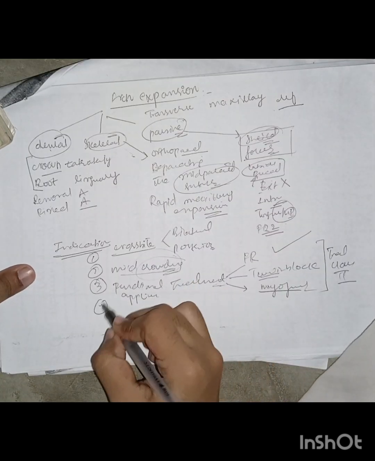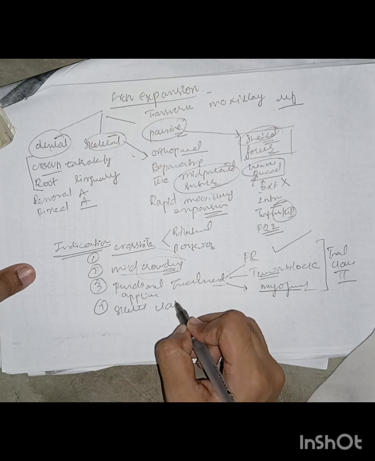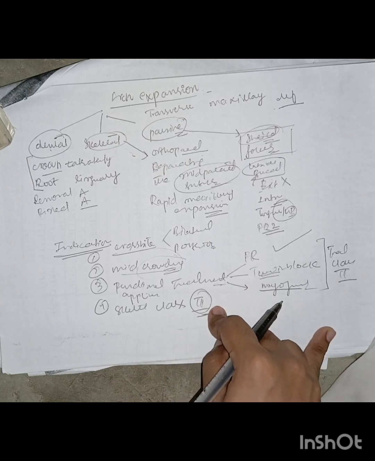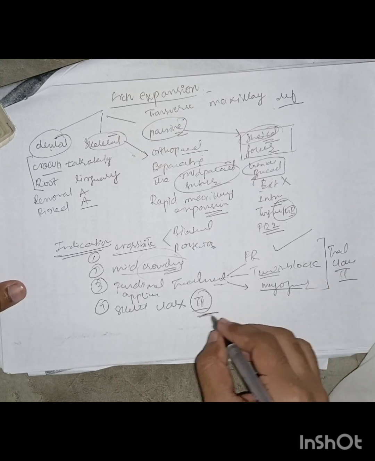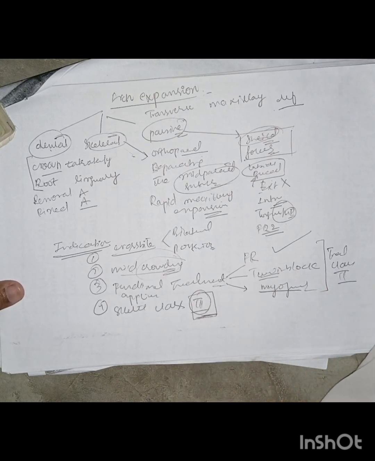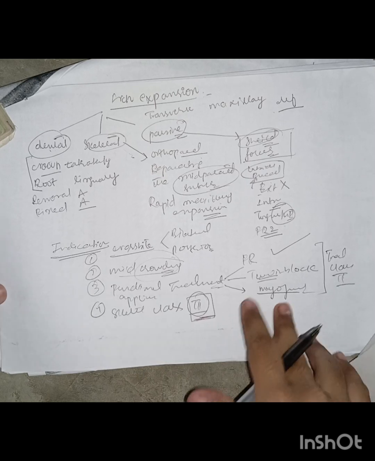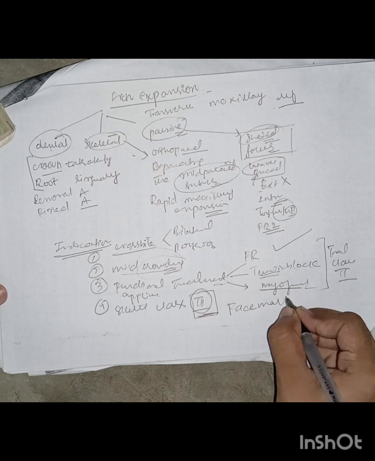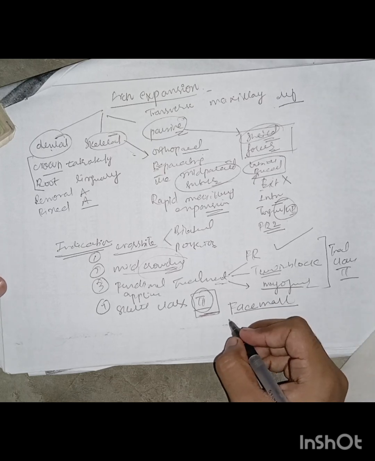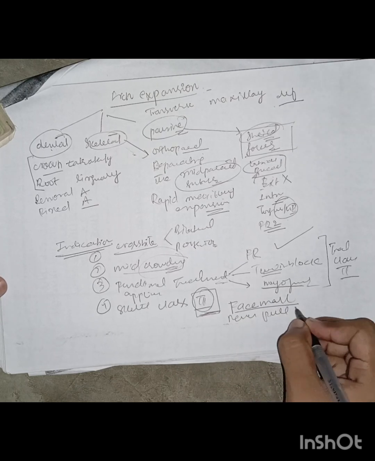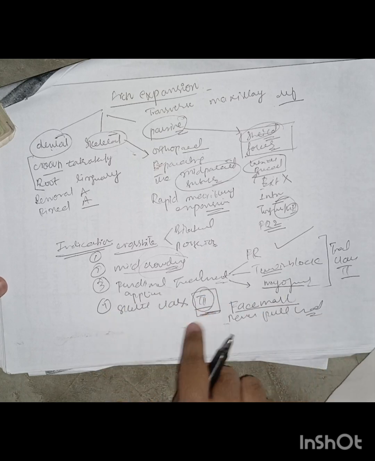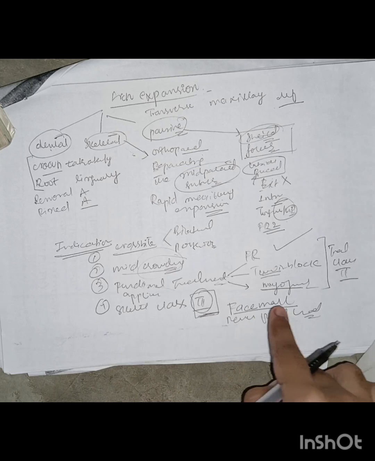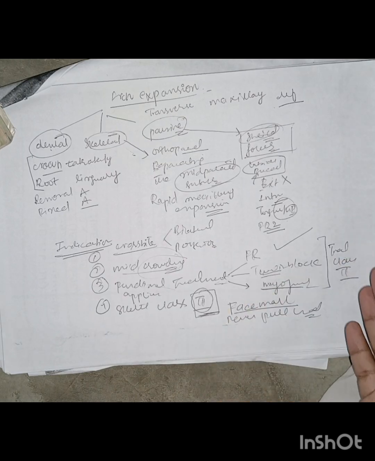Then we have skeletal class 3, in which the class 3 is due to maxillary deficiency. So what we have to do is treat the upper arch. We can do this by using a face mask, because the face mask helps in protraction, and it is also called a reverse pull headgear. This skeletal class 3 is not due to mandibular excess but due to maxillary deficiency, which can be treated by using the face mask, which helps in protraction.